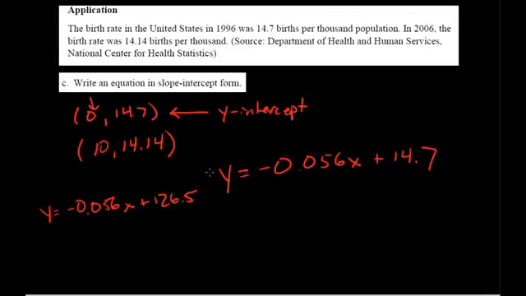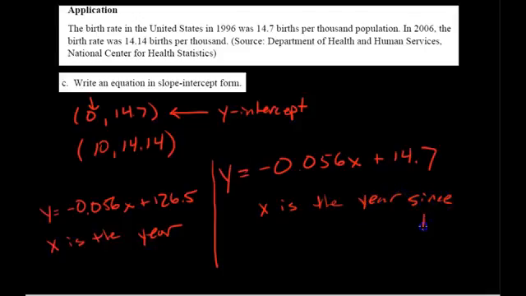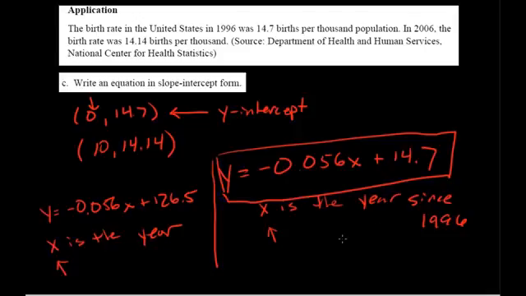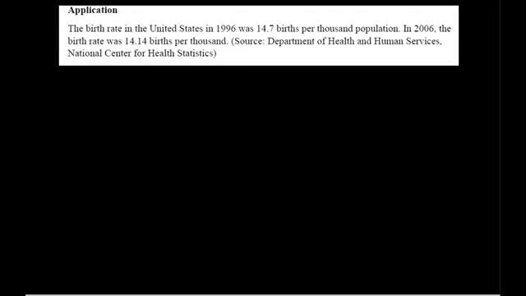So this is why defining your variables is going to be really important. Here, x is the year. Here, x is the year since 1996. So what we substitute in for x into our equation is going to be significantly different, and that's going to be really, really important here. Okay, so here is a second version of the linear equation, but you've got to make sure that you've defined it so that x is the years since 1996.